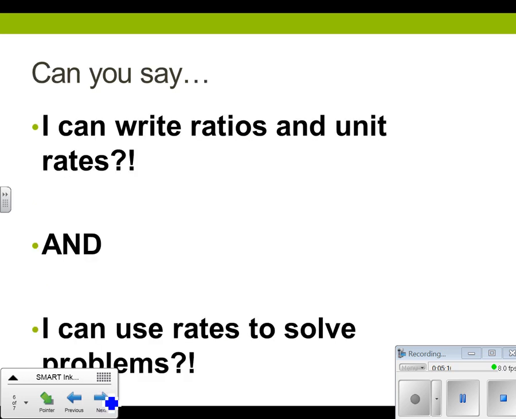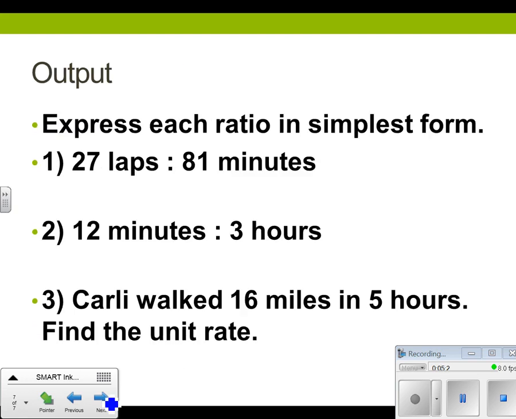So can you say I can write ratios and unit rates, and I can use rates to solve problems? Here's your output, and be prepared with any questions for the work time in class.